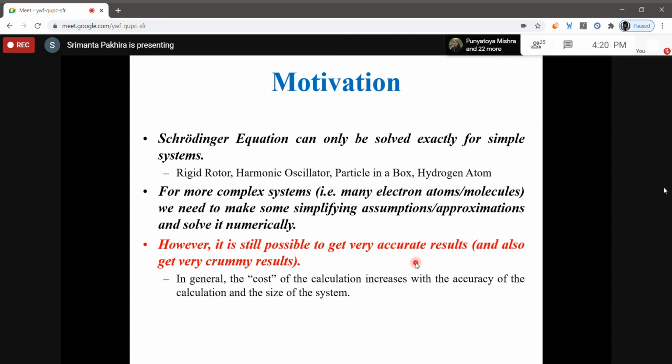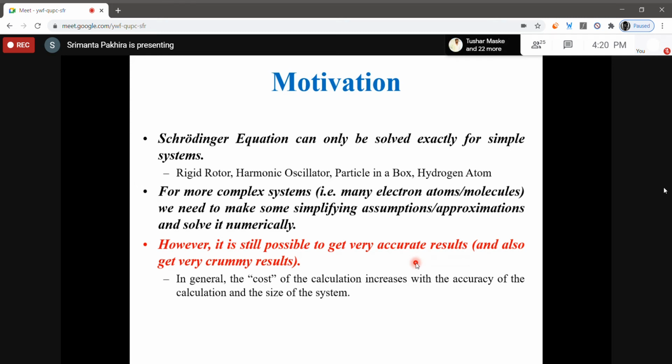So when we use such big methods to analyze a many-electron system, the complete computation time will increase. When the computation time and the requirement increase, we say this is computationally very costly. Basically, the cost of the calculation increases with the accuracy of the calculation and the size of the system. Of course, if we have one hydrogen atom, it is a single electron problem.